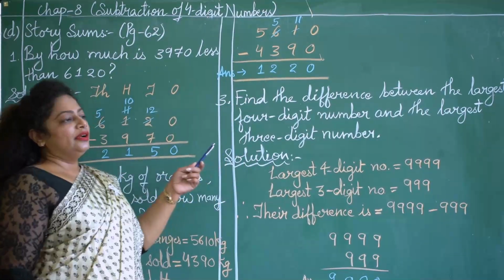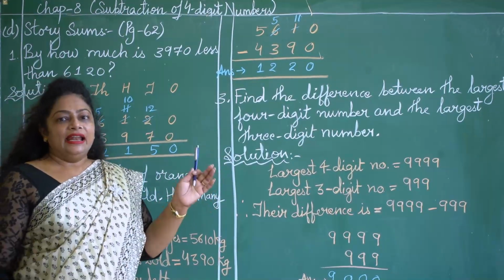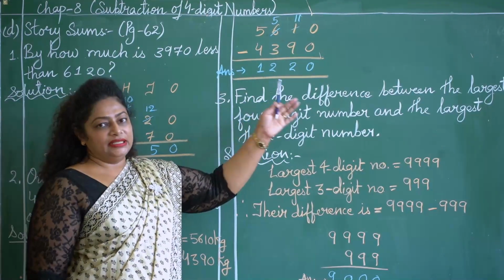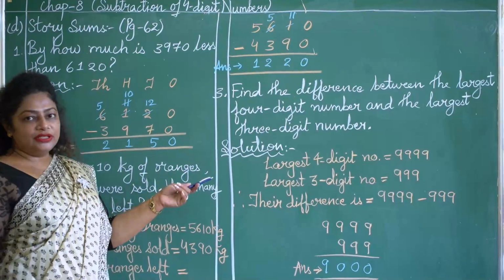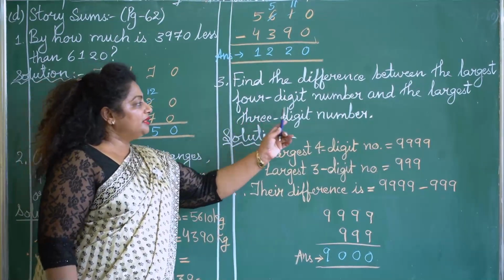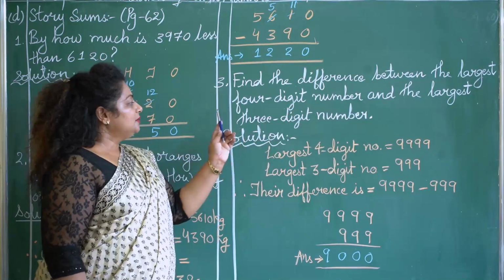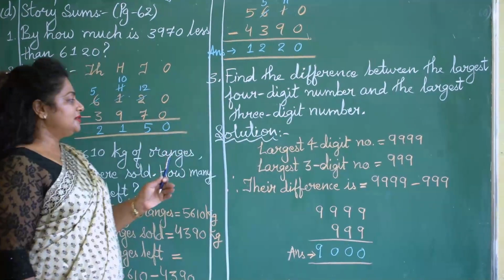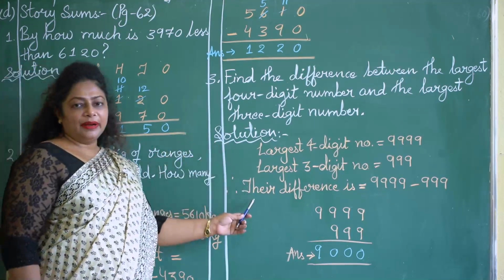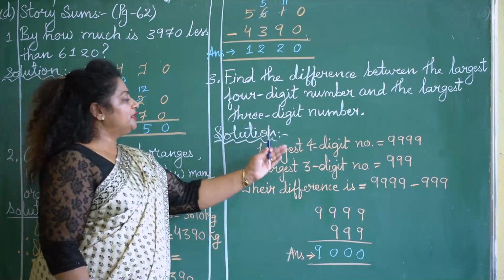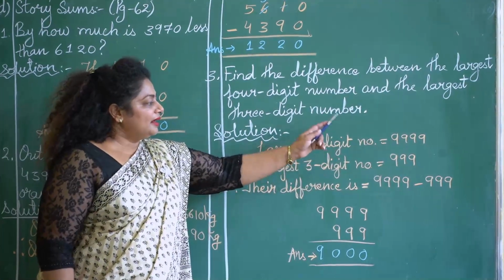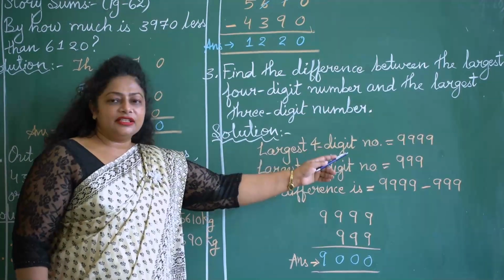So the answer we got is the quantity of oranges left with us are 1220. Now I am reading out the next question. Find the difference between the largest 4-digit number and the largest 3-digit number. Let us see how to solve this problem. Solution part is, what is the largest 4-digit number? The largest 4-digit number is 9999.